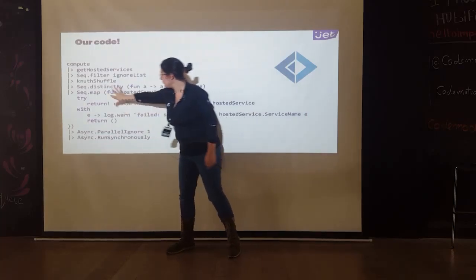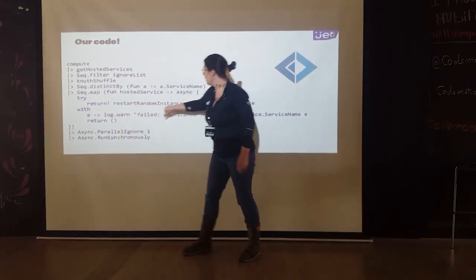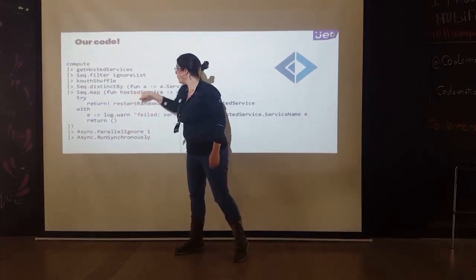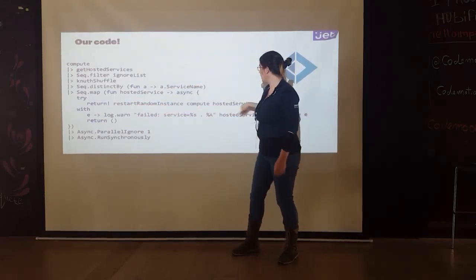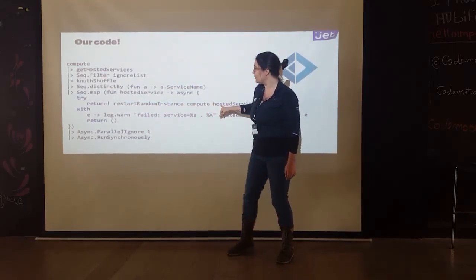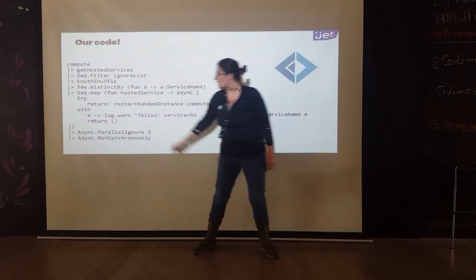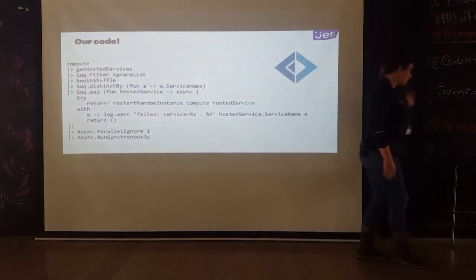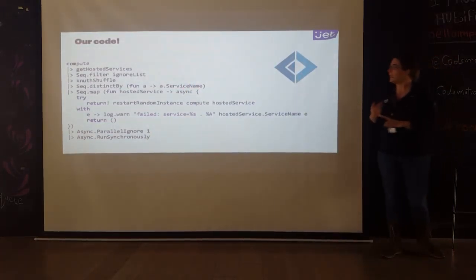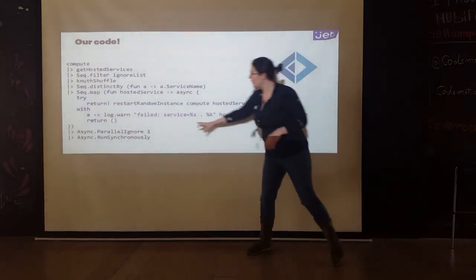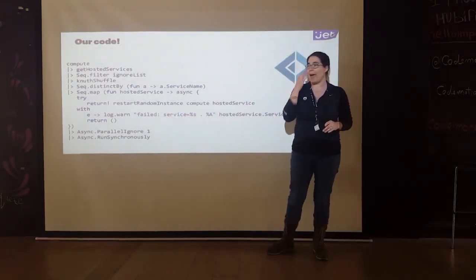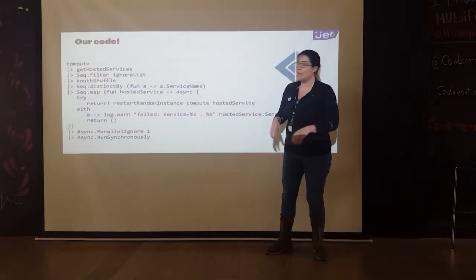Then we get distinct service names. And then we do the map. For each of the hosted services, we restart one random instance of those. The async parallel ignore is something that we created by ourselves. It doesn't keep track of the information coming back. So that's what the ignore part is.